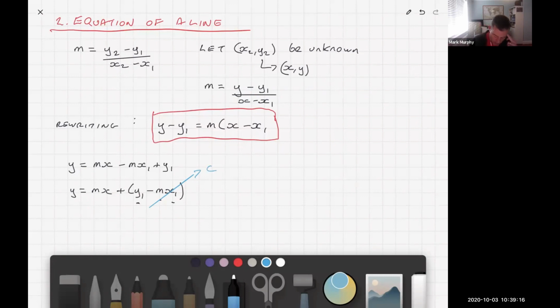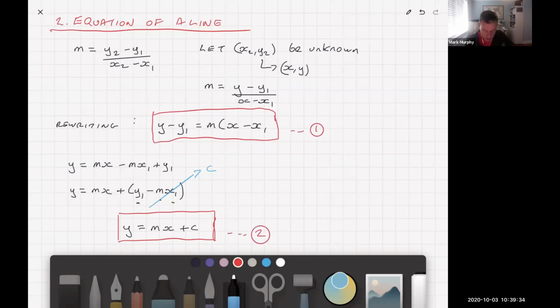So then we can rewrite that, and that becomes y is equal to mx plus c. Now that's another format that you're familiar with, isn't it? So now we've written the equation of the line in two different formats. Let's call that 1, let's call that 2.